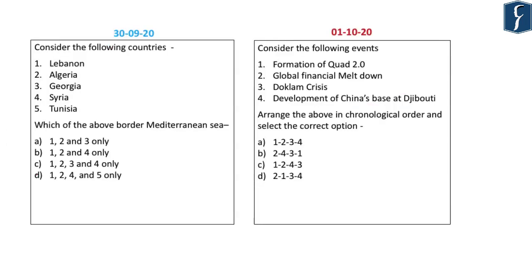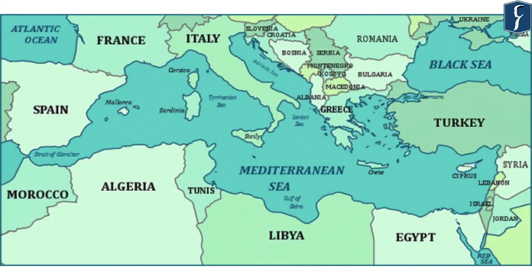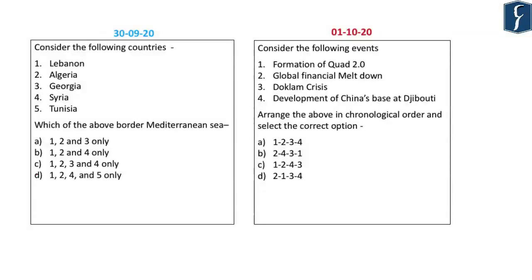Now let's do question for the day. Yesterday's question was this. Consider the following countries: Lebanon, Algeria, Georgia, Syria and Tunisia. Which of the above border the Mediterranean Sea? Except for Georgia, Lebanon, Algeria, Syria and Tunisia open to the Mediterranean Sea. So the answer would be option D, 1, 2, 4 and 5 only.